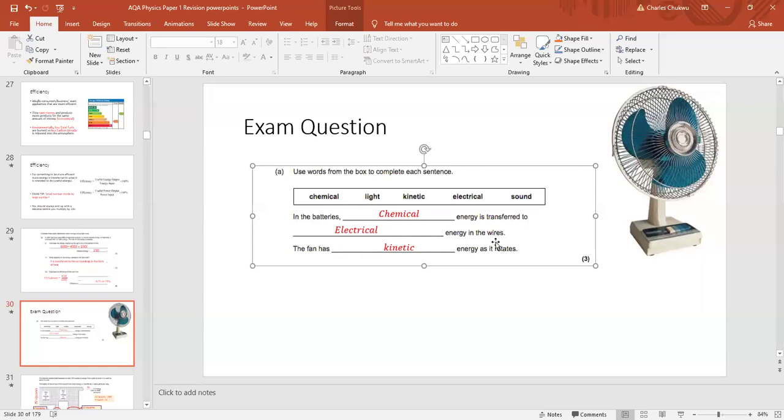Now, let's do one more before we move on. Can you think of what the energy conversion is in a generator? You know, like the generator that you have in a house that would give you electricity when there is no light. What's the energy conversion there?